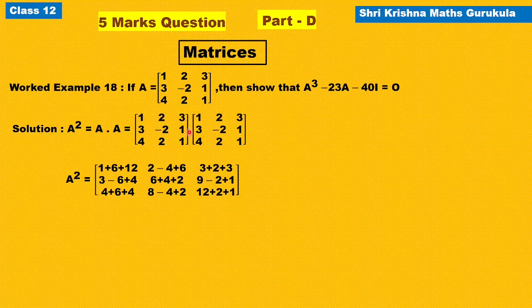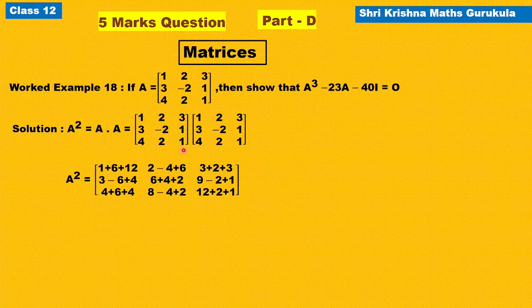Now we are considering second row with first column. That is 3 into 1, minus 2 into 3, that is minus 6. Then 1 into 4 is 4. So it is 3 minus 6 plus 4. Now second row, second column. Then it is 3 into 2, 6, minus 2 into minus 2 plus 4. Then 1 into 2 is 2. So it is 6 plus 4 plus 2. Then second row, third column is what we are considering now. 3 into 3 is 9. Minus 2 into 1 is minus 2. 1 into 1 is 1. So 9 minus 2 plus 1.